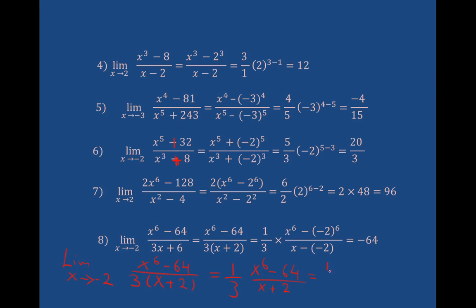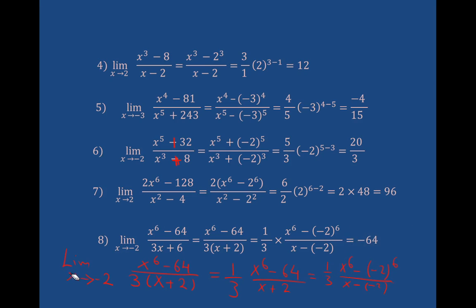Then 1 over 3, x power 6 minus 64 should be written as negative 2 to the same power of x, 6 over x. Positive should be written as negative 2, and negative 2 equals a positive 2. Then the limit equals 1 over 3 multiplied by 6 over 1 multiplied by negative 2 power 6 minus 1. I write it again.